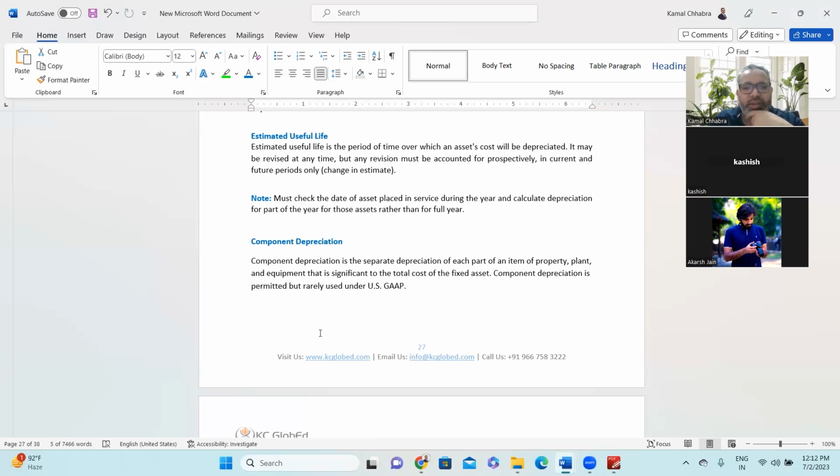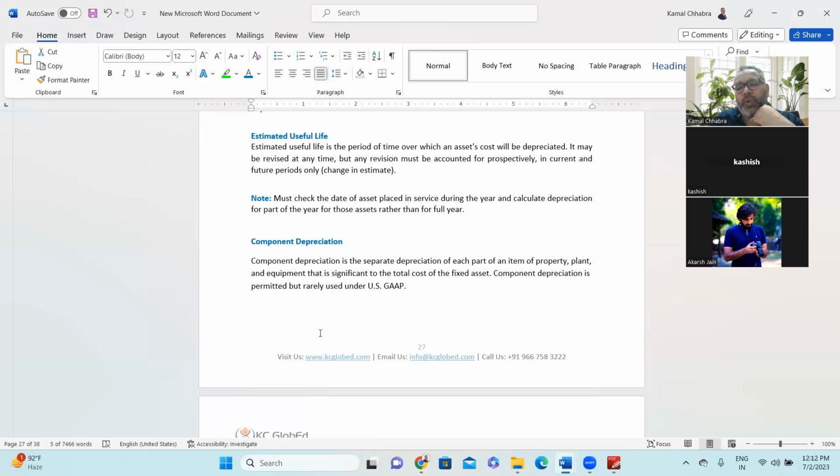A quick small note over here is you must check the date the asset was placed in service during the year. So when you're purchasing the asset during the year, as mentioned in your question, sometimes students get confused and they calculate the depreciation for the entire year. But in that scenario, you should be mindful that the depreciation should be calculated only for the respective part of the year rather than the full year, right? Right sir, this is like put to use. Yes, absolutely. Yes, you are absolutely right.